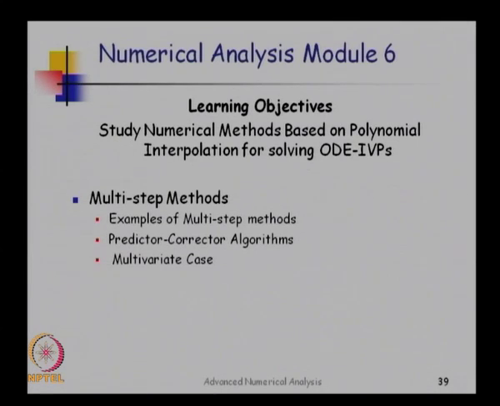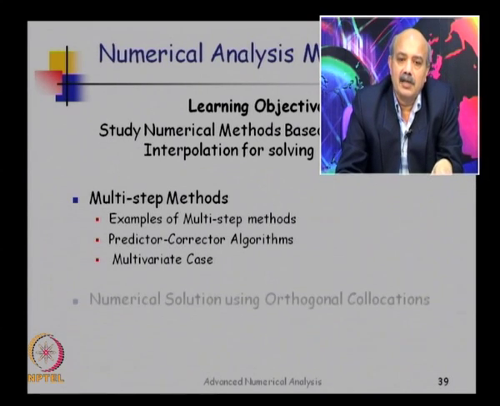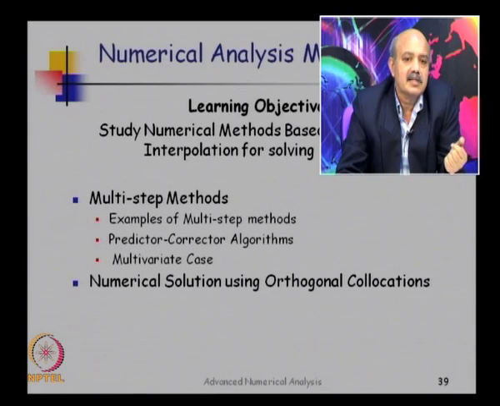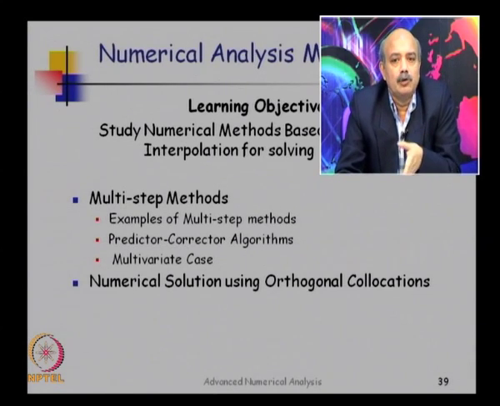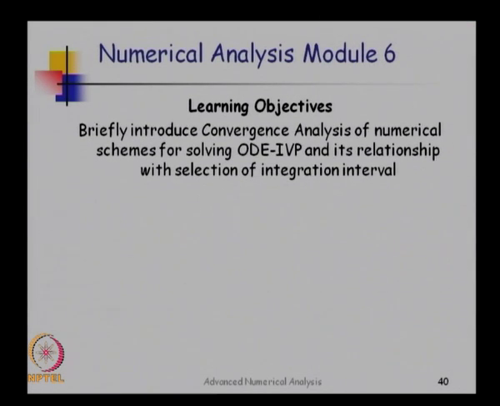We will derive these algorithms from scratch, starting from interpolation polynomials, first for the scalar case, and see how they can be generalized to a multivariate case. Then we move on to solving ordinary differential equation initial value problems using orthogonal collocations. After that we have a brief look at convergence analysis of numerical schemes for solving ODE initial value problems, and its relationship with selection of integration step size.